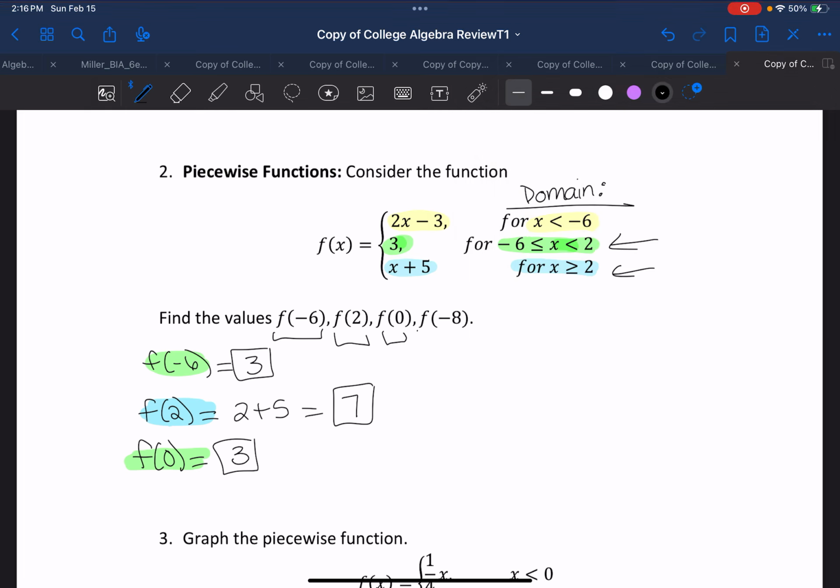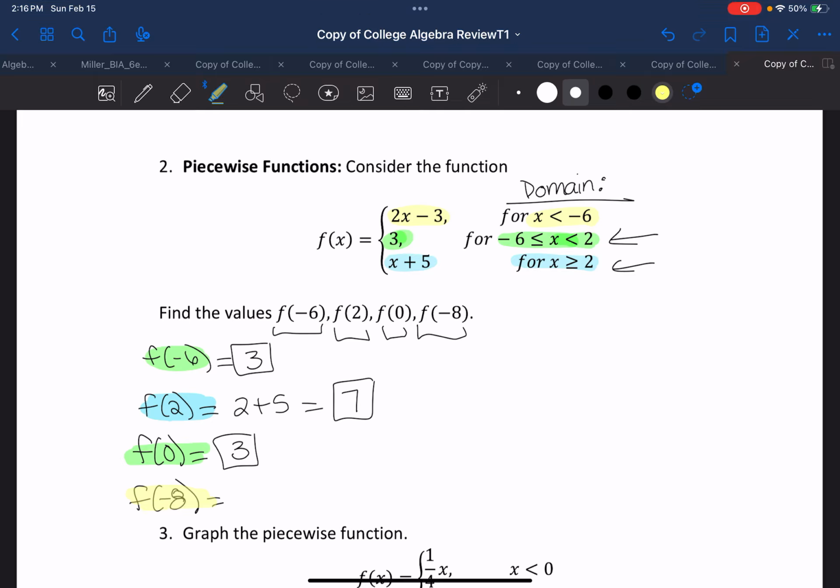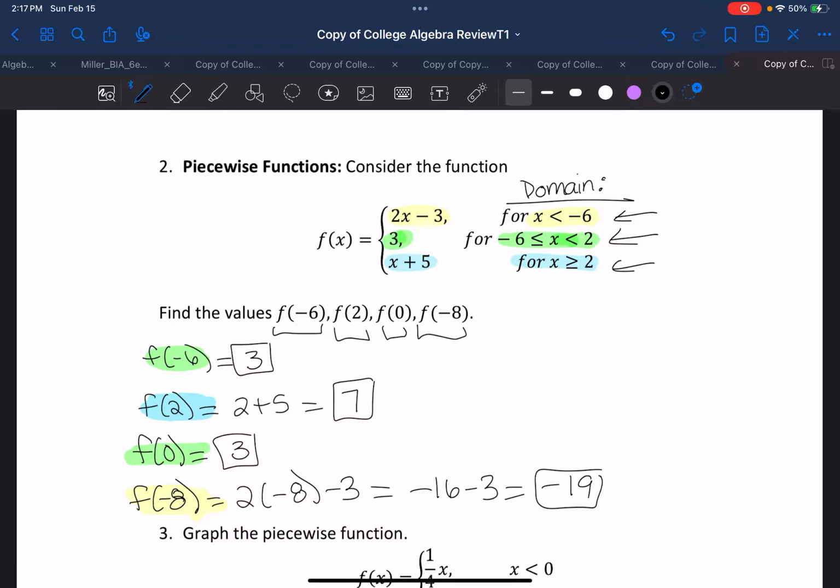And then finally, we can find f of negative 8. Negative 8 falls into the domain of the first piece because negative 8 is less than negative 6. So for that one, I would plug negative 8 into the x here, which would be 2 times negative 8 minus 3. 2 times negative 8 is negative 16, and negative 16 minus 3 is negative 19. So that would be the final answer for that one.